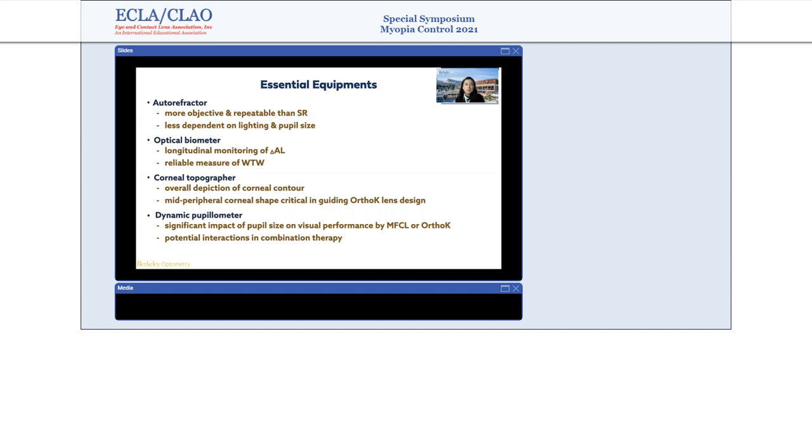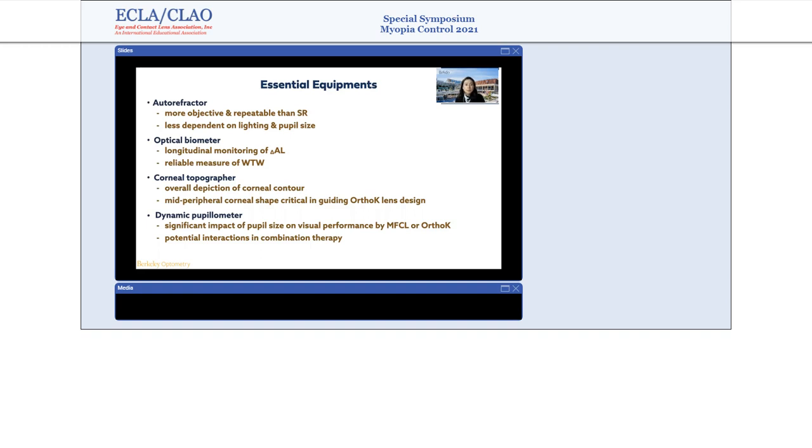The third type of instruments is a corneal topographer. Again, this is critical for those who are doing a lot of OrthoK treatment, and it provides an overall depiction of the corneal contour, but also gives a lot of detailed information in the mid-peripheral and the peripheral cornea, which is highly critical in guiding any specialty contact lens design.